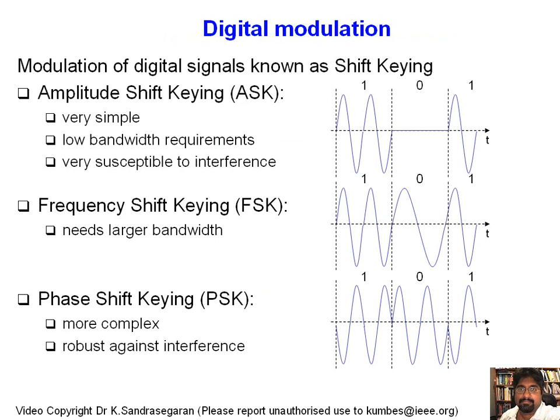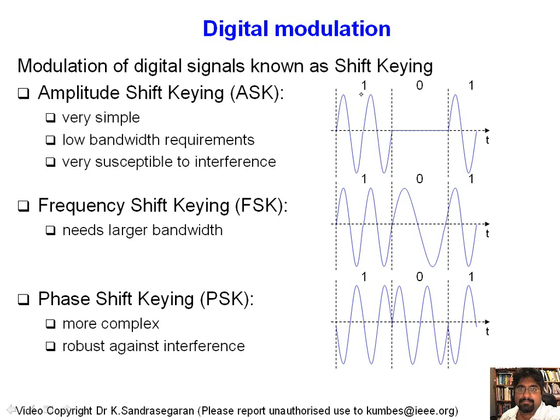Essentially, the three main types of digital modulation techniques are amplitude shift keying, or ASK, which is also referred to as on-off keying. The second type is referred to as frequency shift keying, and the third type of digital modulation is referred to as phase shift keying. So in amplitude shift keying, we always start off with a carrier wave, a high frequency carrier wave.